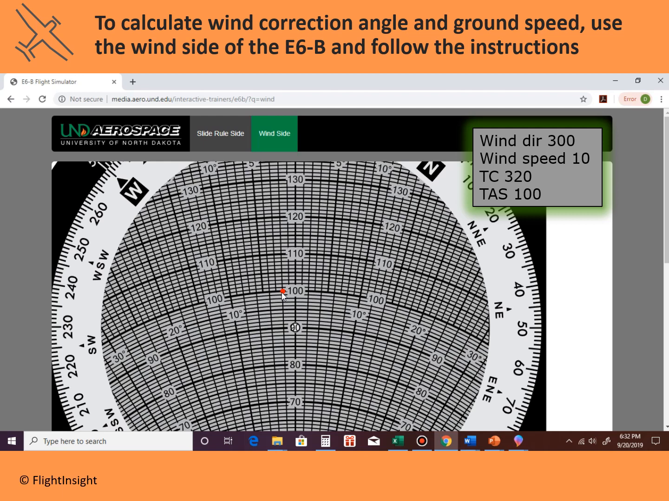Because if you want to go to the left in terms of these degrees, you go from like 320 to 318. So it's going to be negative 2 degrees of application of wind correction in order to get from our true course to our true heading.